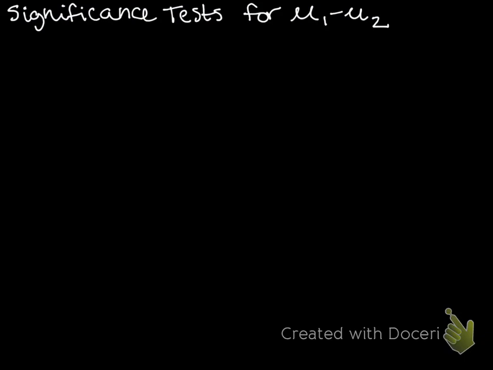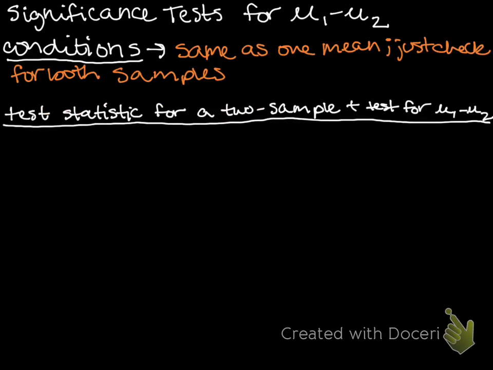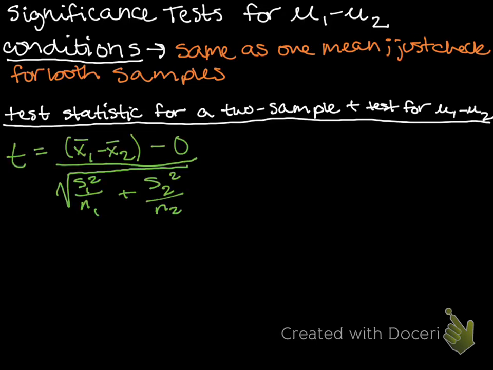All right, significance test for mu1 minus mu2. Conditions: same as one mean, just check for both samples. Test statistic for a 2 sample t-test for mu1 minus mu2: t equals, parentheses, x bar 1 minus x bar 2, close parentheses, minus 0, divided by the square root of s1 squared over n1 plus s2 squared over n2. Again, we're not going to use that. We're going to use what the calculator gives us.